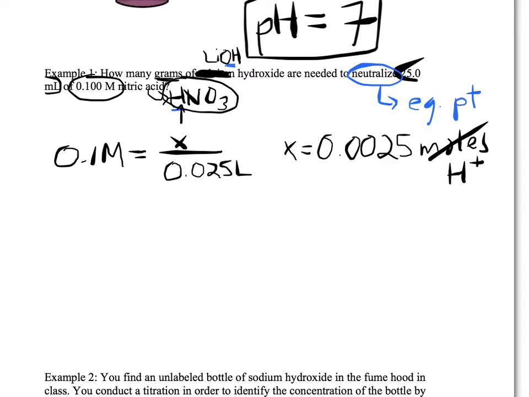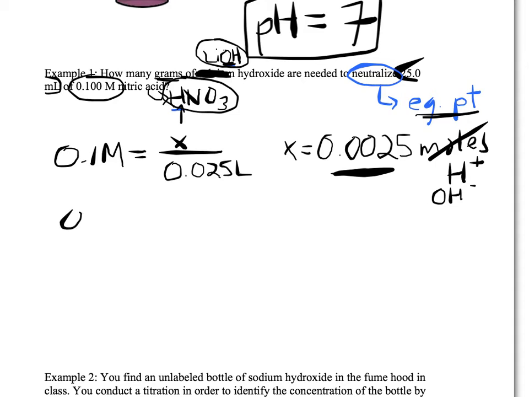Now, if there was a 2 there, that would change something. If there were 3 protons, that would change something. But for now, since that's the moles of H+, we know at the equivalence point, that has to also be equal to the moles of base. Since there's one hydroxide for every one molecule of lithium hydroxide, because the subscript on OH is 1, this is also equal to the moles of hydroxide.